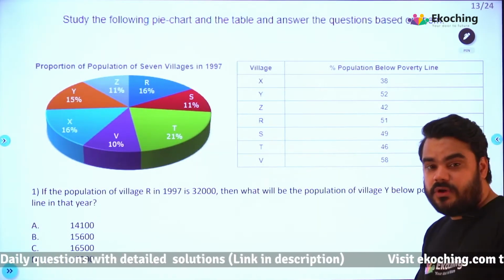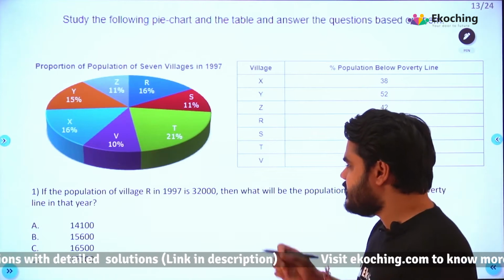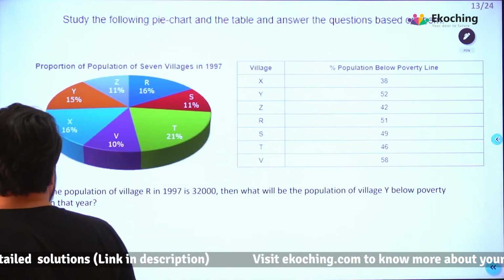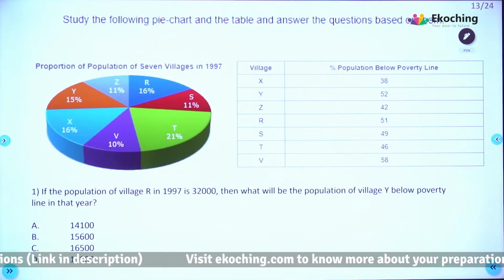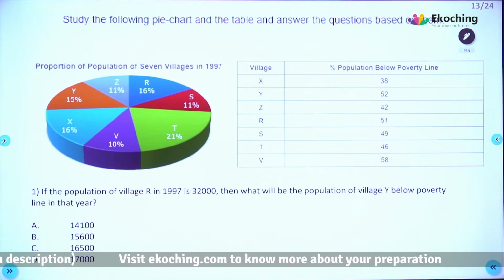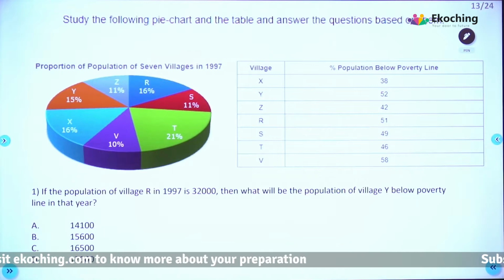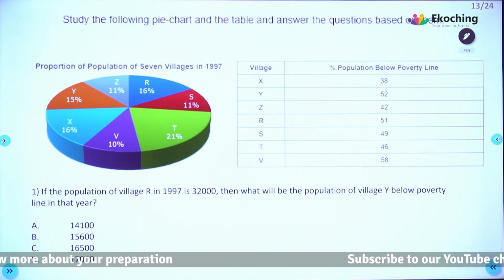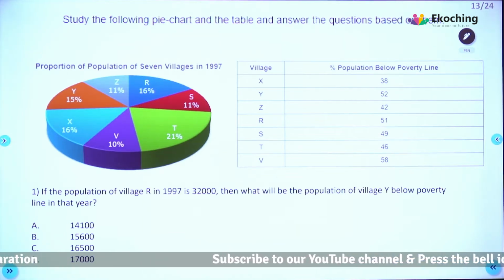Okay, so I hope by now you have understood what is given. Question 1. If the population of village R in 1997 is 32,000, then what will be the population of village Y below poverty line in that year? Easy to moderate level question. I'm going to give you about 1.5 minutes. Try to solve it. Pause the video. Come back to me when you have an answer in your hand.